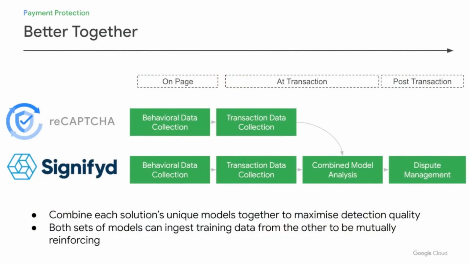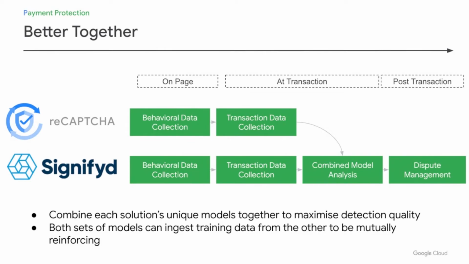The first is everything that happens on page. This is pre-transaction. You've got behavioral data. You've got information about the device. You've got information about how they behave on a page. reCAPTCHA collects that today. Signified collects that data today.